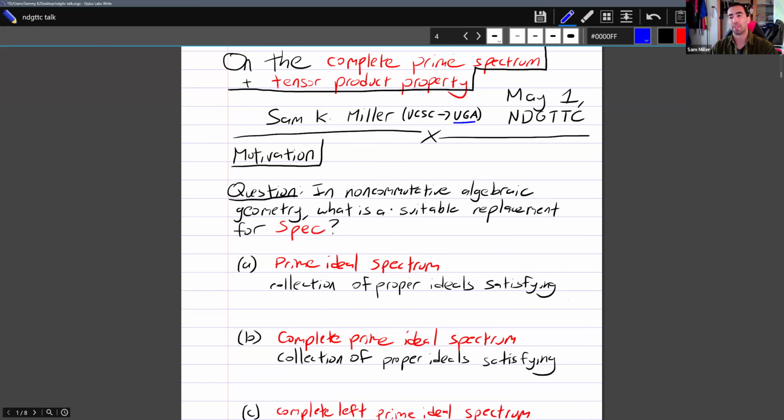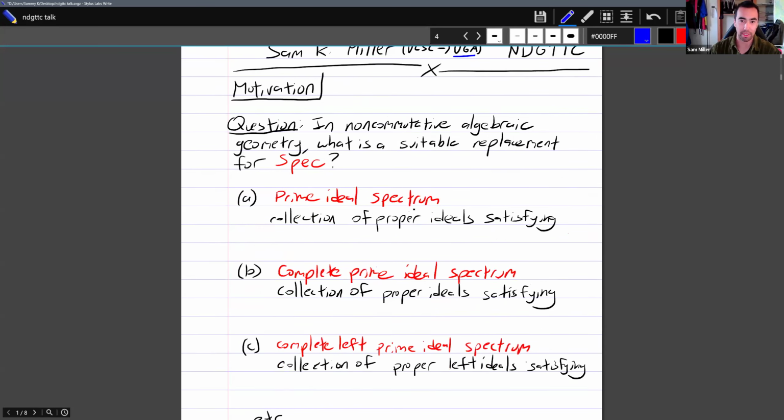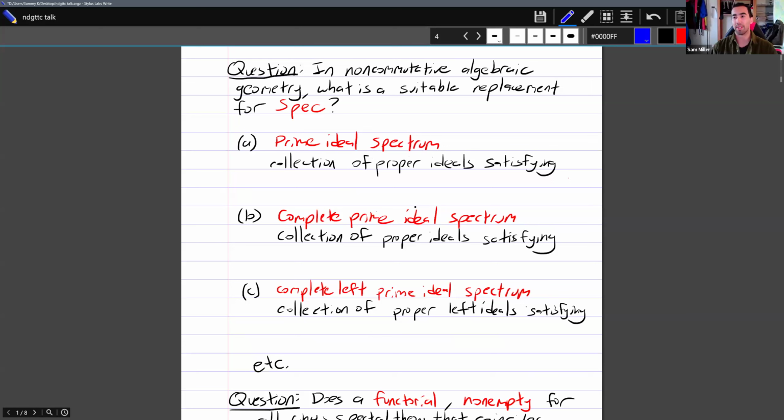All right, so we'll first start off with non-commutative algebraic geometry. So the question is, we of course have spec for a commutative ring, and the question is, for a non-commutative ring, what is a suitable replacement, a good replacement for spec? One thing we should certainly ask for is that if you have a commutative ring, then whatever this thing spits out should be the same as the spectrum.